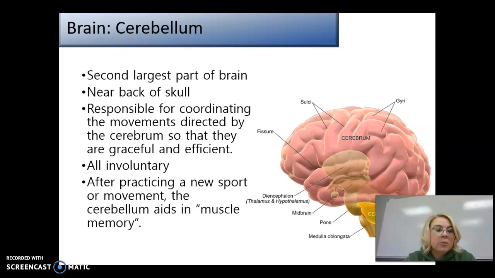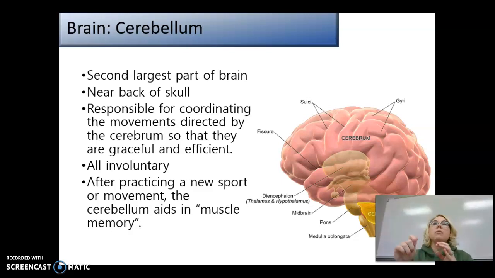After practicing a new sport or movement, the cerebellum aids in muscle memory. So let's take, for example, I'm learning how to shoot a basketball for the first time, and I dribble the basketball and I shoot. And I dribble the basketball and I shoot. And my form is just not doing very well until I start training my body to do it involuntarily. And it's because my cerebellum is what's teaching me to have that muscle memory to keep going and doing it the right way.